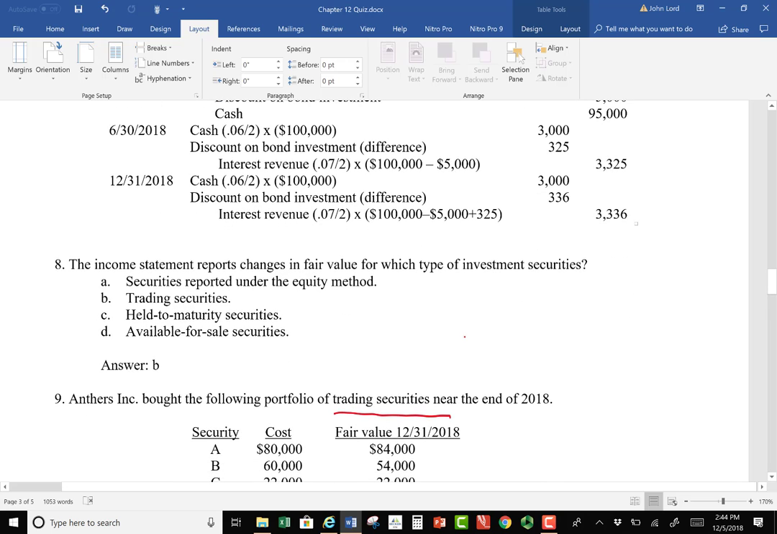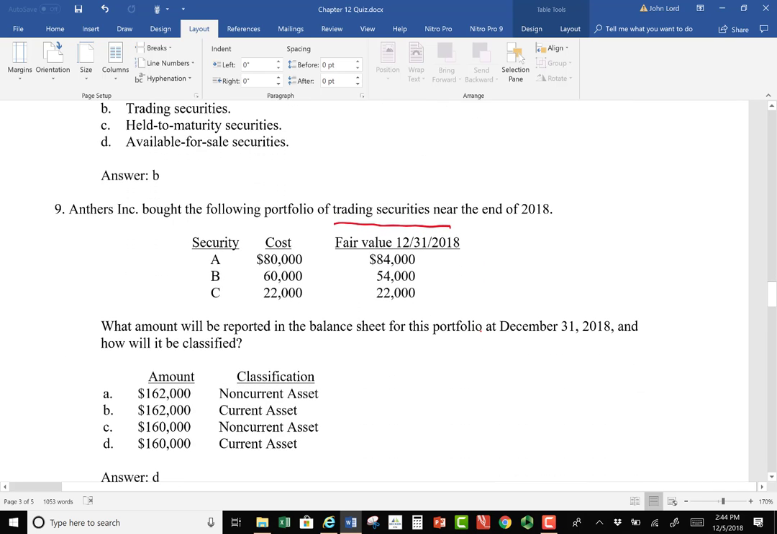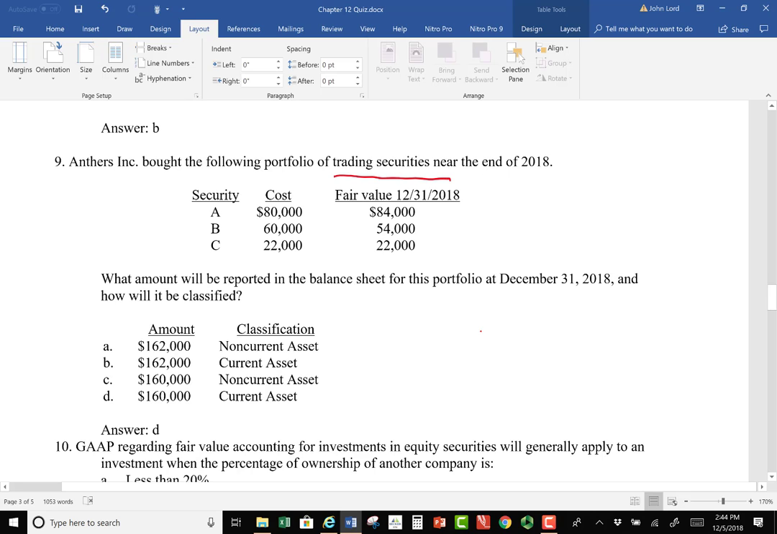All right, number 8, the income statement reports changes in fair value for which type of investment? It is what? Trading securities. Okay. Number 9, Athens Inc. bought the following. What amount will be reported on the balance sheet? And they give me some choices here, don't they? Now, these are trading securities, so my inclination is what? Fair value. I have to use the fair value, and I add up all the fair values, and when I do, I get $160,000.